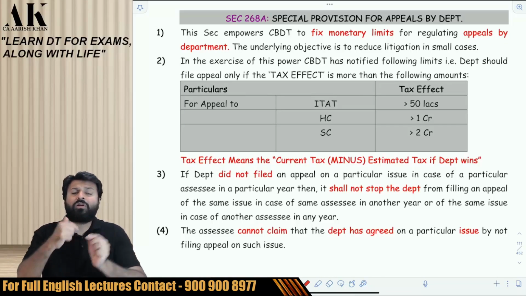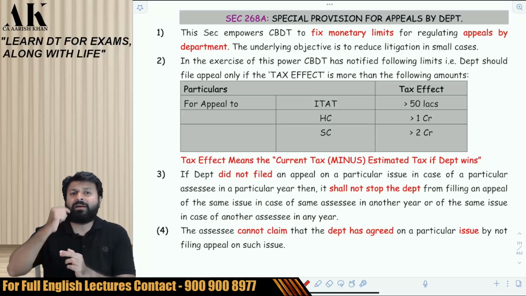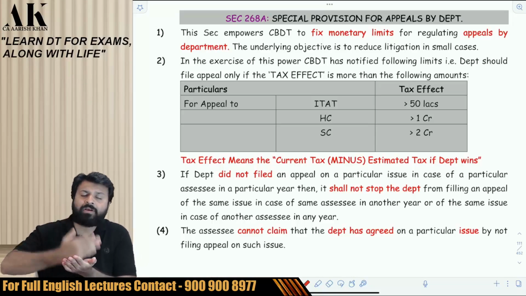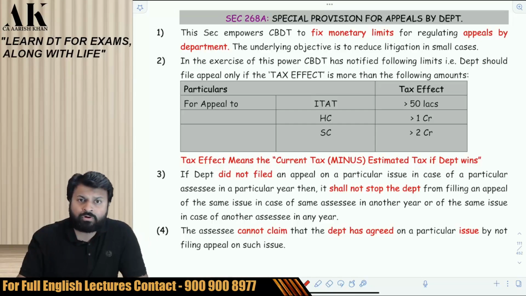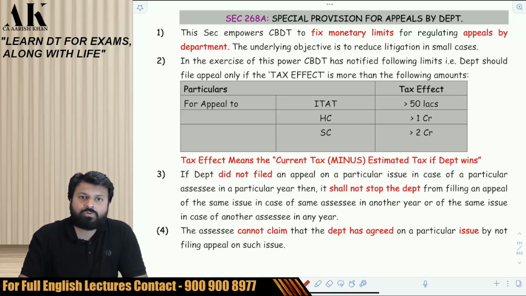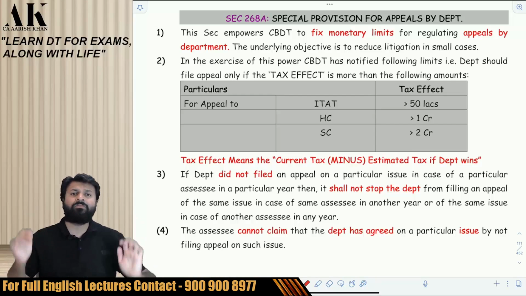The difference between the two is called tax effect. Suppose the current tax is 1 crore, and if the department files an appeal, then the department might get a tax of 2.5 crore. So the difference between 1 crore and 2.5 crore, that is 1.5 crore, will be considered as tax effect. This has been done again to reduce the burden on the judicial system so that unnecessary cases should not go to the department. And the department, at least from their side, is trying to relieve themselves from unnecessary cases.